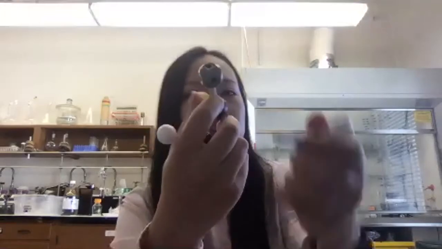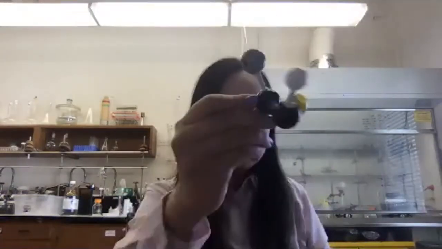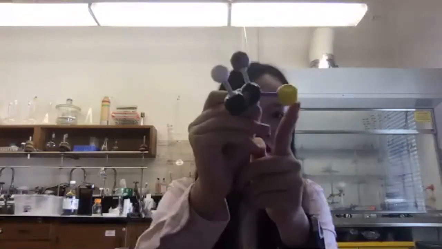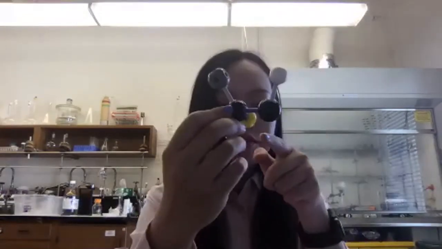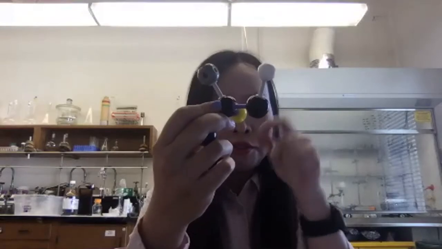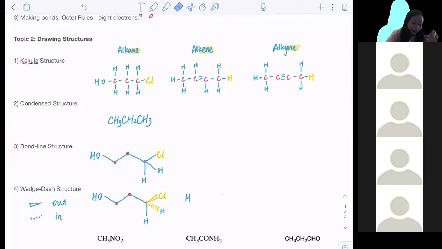I just want you to know for now that if I change this one, for example, if the yellow one is the chlorine and I change the yellow one into the back, this is different from what it was before. This is more like the expectation in week 4, not now, so don't worry about that. I just want you to know there is a wedge and dash in the way that we describe structure.